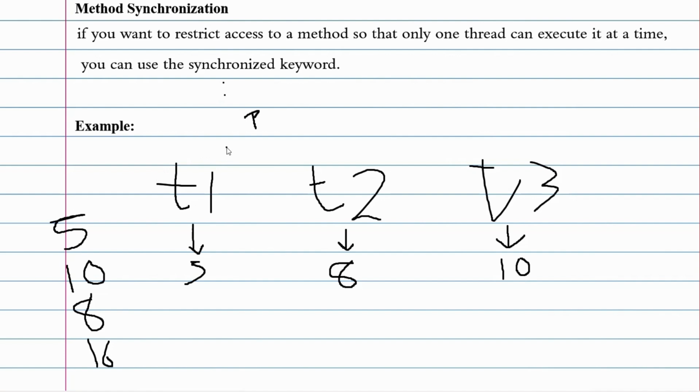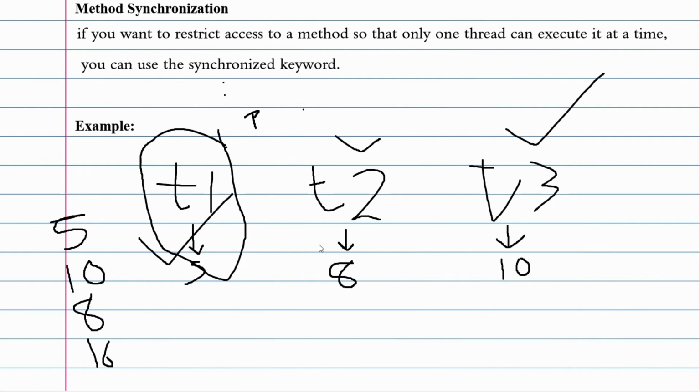Suppose we make a method synchronized, then the T1 thread will execute first, and the table of 5 will be printed. T2 and T3 will be in a waiting state, so these threads will not be executed. At a time, in a method, only one thread will execute its task. Other threads will be waiting. After completing the task of T1, the T2 task will start or the T3 task may start.